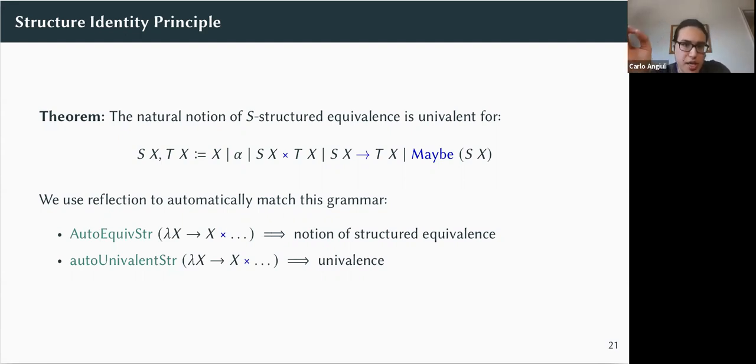Now, what we show is each of these has some notion of S-structured equivalence, where in the case of product, you have to have a notion of S-structured equivalence on S and T. And then that notion of S-structured equivalence is univalent, so it satisfies the condition that makes the SIP hold. And once again, in the case of products, you have to have a univalent notion of S-structured equivalence on S and on T. So the upshot is that if you have any kind of structure that's built out of these combinators, like the signature of a monoid or anything like that, then there is a notion of S-structured equivalence, and there is a proof that that notion is univalent.